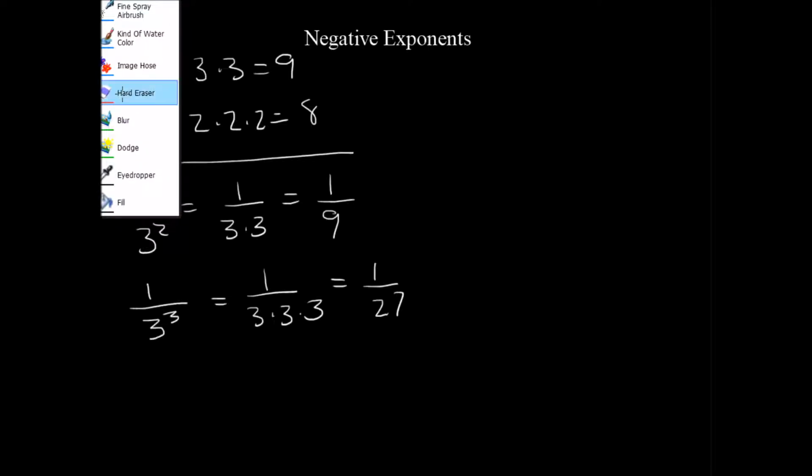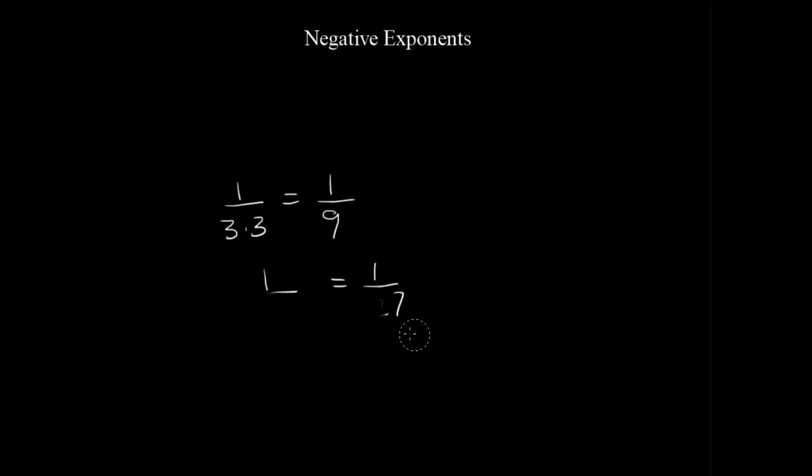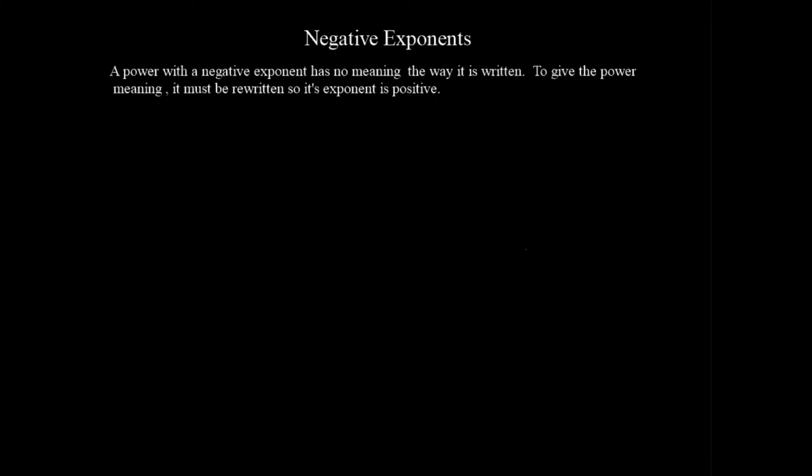Okay, now let's look at this. Let's clear this. Now let's look at some examples where your exponents are negative. Let's have a look. So there's a little definition of what we're looking at. If a power has a negative exponent, then it has no meaning expressed that way. So in order for us to find meaning and to simplify, what we need to do is change the exponent from negative to positive.